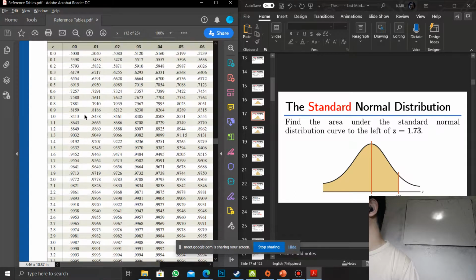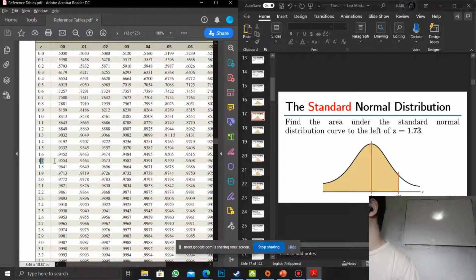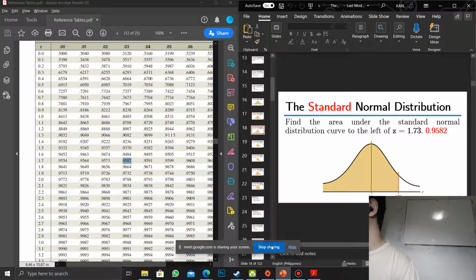Oh, 1.73. Get 1.7 and get 0.03. No? You'll get 0.9582. There we go. That's the long method, guys. Kita nyo? Okay. Ngayon, how do you do the shortcut?